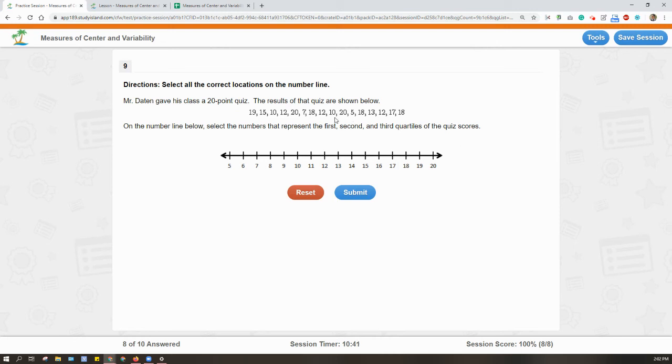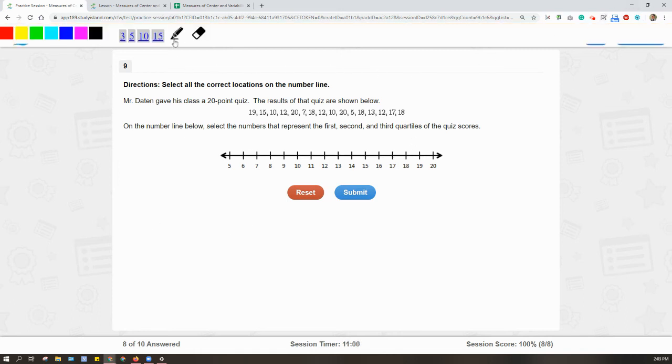So we want the first quartile, the second quartile, which is also called the median, and the third quartile. And the way that we're going to do this is we're going to put these numbers in order from smallest to largest. So we have to rewrite all these numbers and put them in order. We need an ordered data set. So what is the first number available?